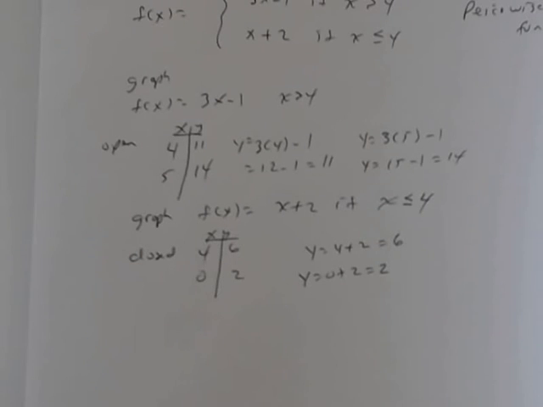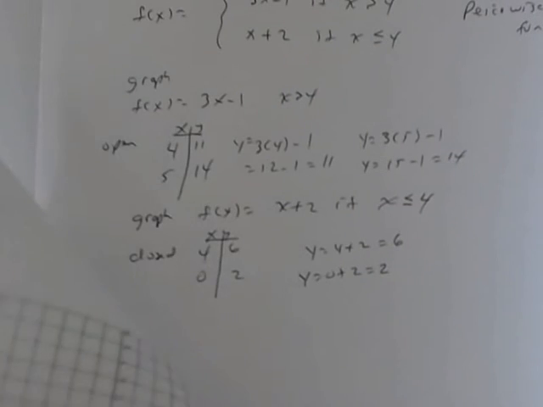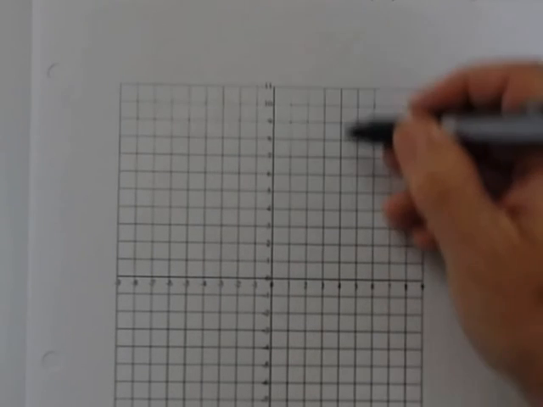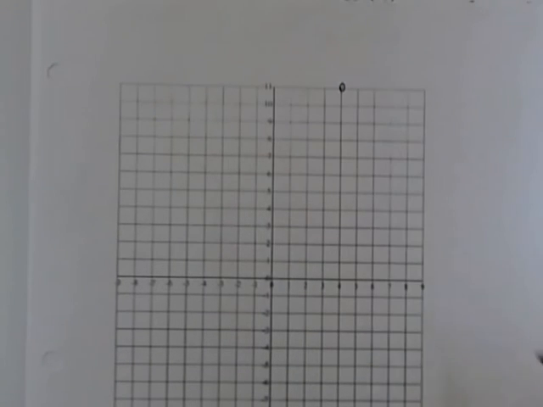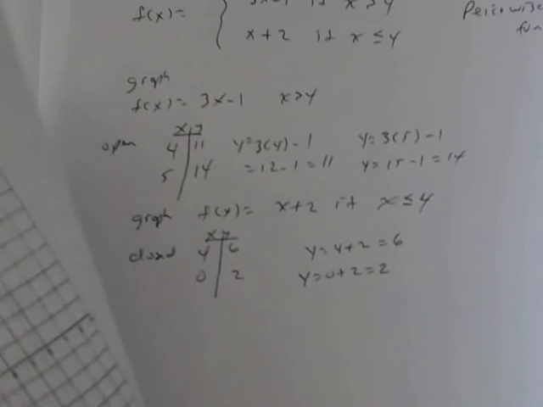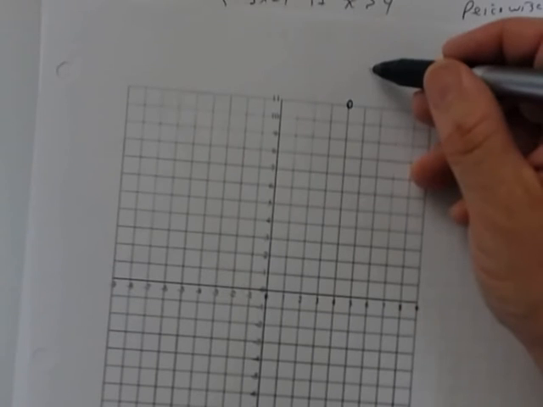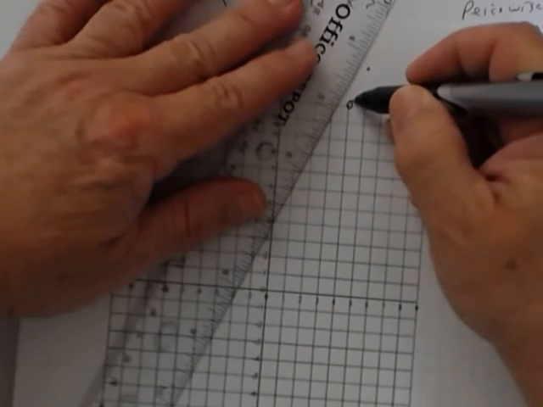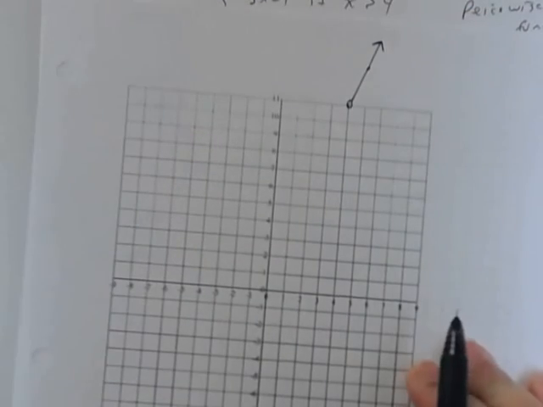So the first one is 4, 11. So 4, 11 is here, right? That's an open circle, correct? So make sure it's an open circle you put there. And then the other point is 5, 14. So let's say 5, 14 is here. I put a dot there. And then I draw my ray. I got to start with this point, right? So there's part of your graph.